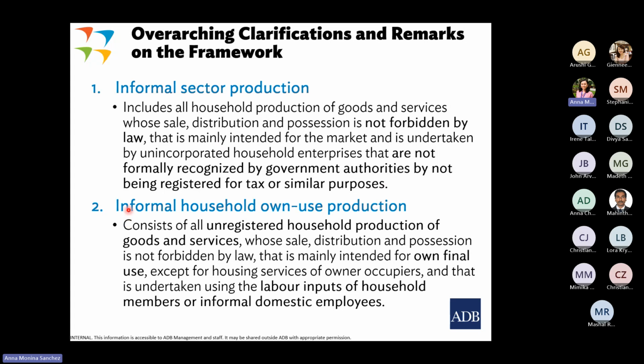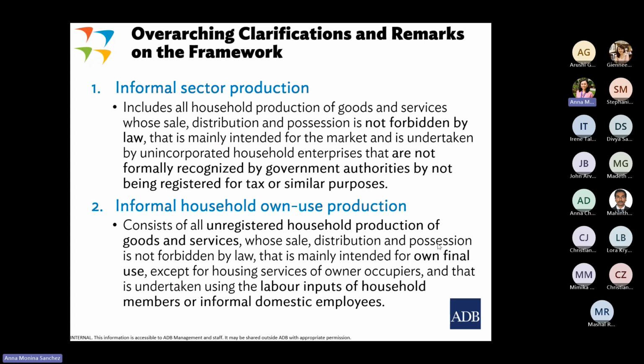Number two, informal household own use production would consist of unregistered household production whose sale, distribution, and possession is also not forbidden by law, but is mainly intended for own final use, except for housing services of owner-occupiers, and that is undertaken using the labor inputs of household members or informal domestic employees. An example of this would be agricultural farmers who practice subsistence farming. They grow their own food, the fruit for their own family consumption, and this is produced by household members or other farmers that are informally employed by the household.